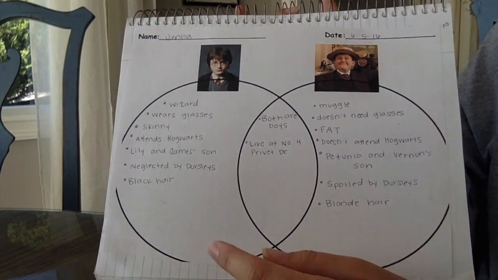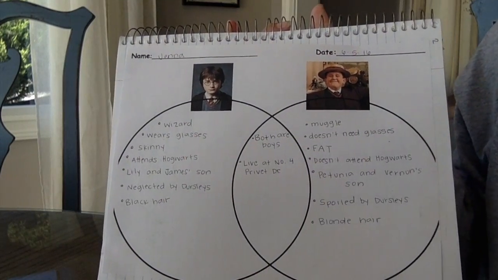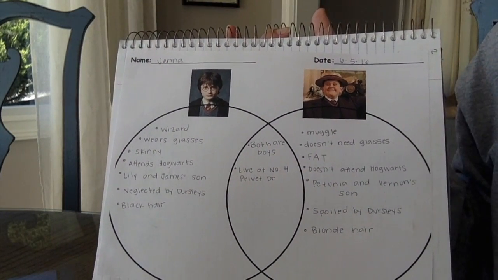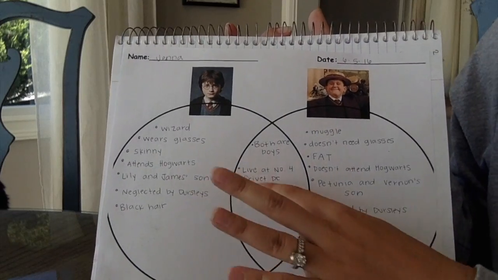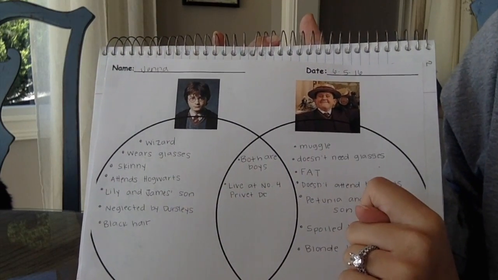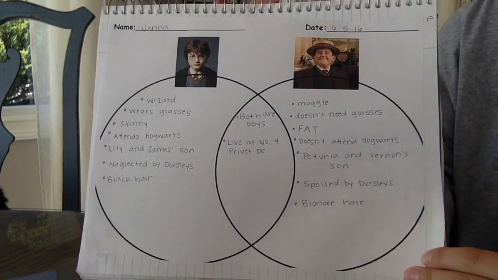And just an example, Harry is a wizard, Dudley is a muggle. One of their similarities is they both live at number 4 Privet Drive. So the students got to fill that in and learn how to do that.